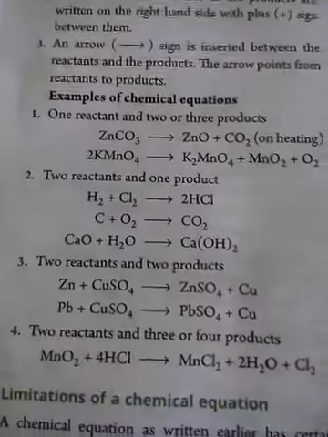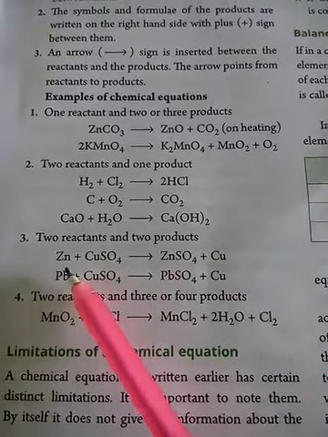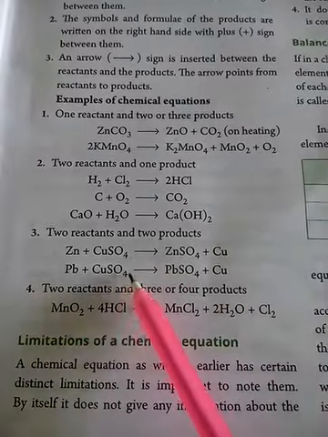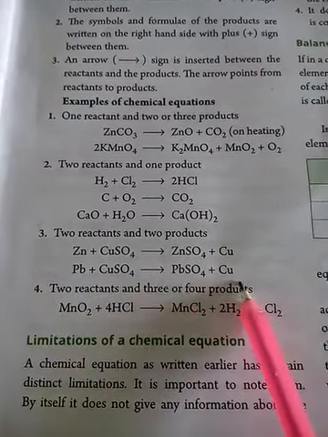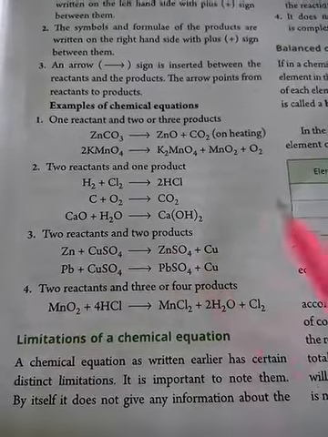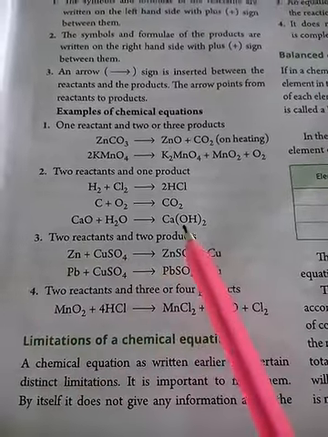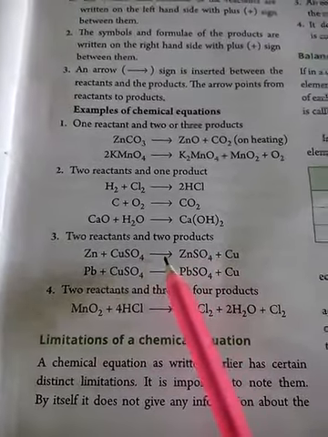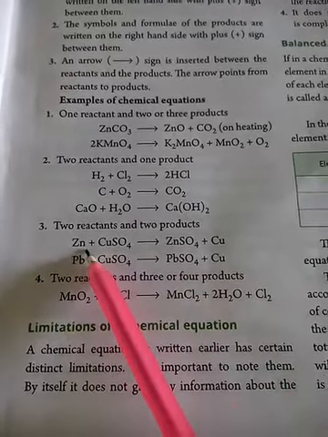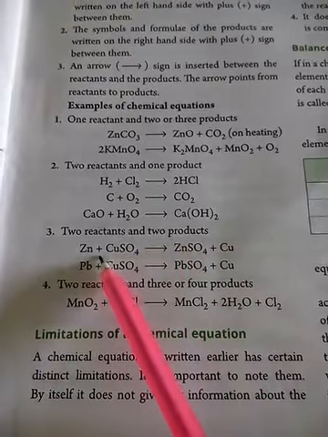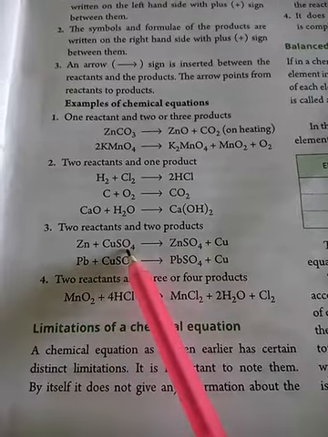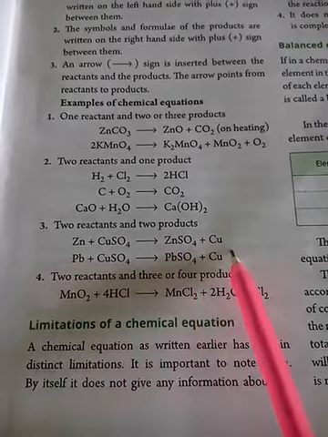Third is two reactants and two products. For example, here zinc plus copper sulfate reacts to produce zinc sulfate and copper. Lead plus copper sulfate reacts to produce lead sulfate and copper. In this reaction you can see we have two reactants and two products. This is a type of displacement reaction, where you see one element displacing another. The more reactive element displaces the less reactive one. So in this also zinc is more reactive than copper, so zinc is displacing copper from the compound.